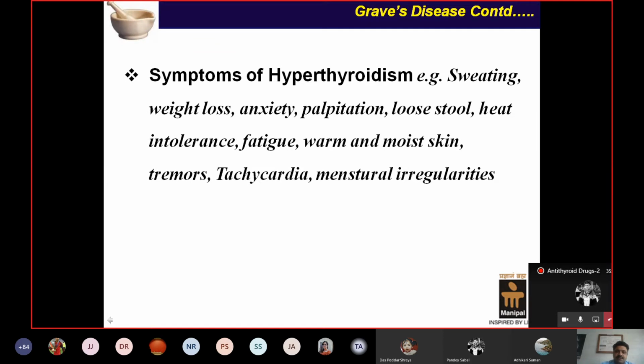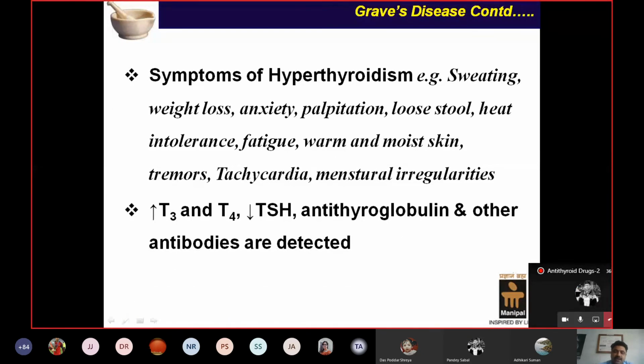Since the basic metabolic rate is increased, there will be burning of all those carbohydrates, fat. That is why there will be weight loss. Anxiety, palpitation: this thyroid hormone affects the action of adrenaline on the adrenergic receptors. So that is why there will be increased heart rate, palpitation, tachycardia. So you can correlate all this with the action.